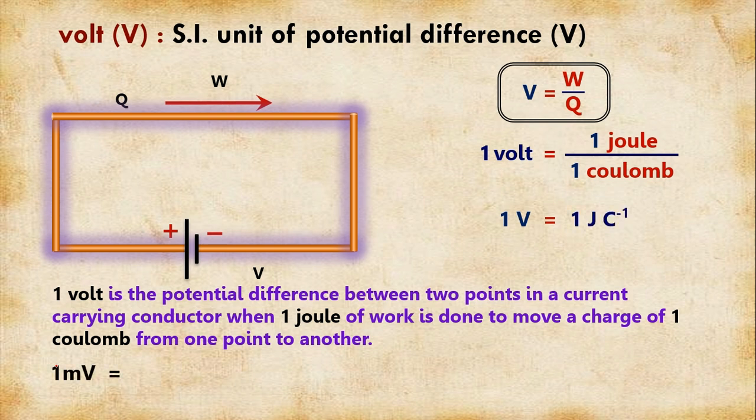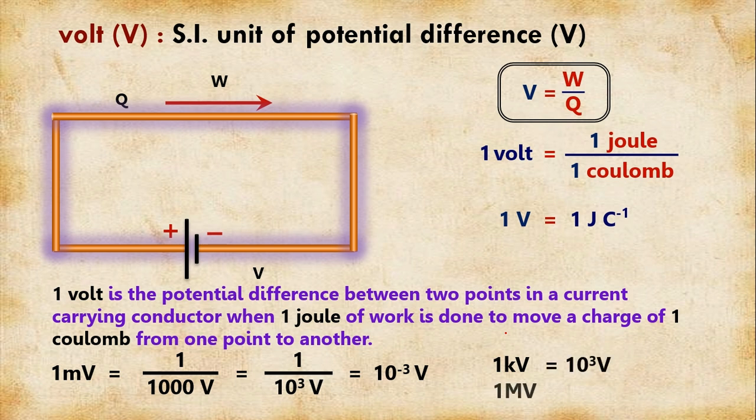So 1 millivolt is equal to 1 by 1000 volts. That is equal to 1 by 10 power 3 volts, since 1000 is also equal to 10 power 3. Is it right? So that is equal to 10 power minus 3 volts. That is what 1 millivolt is. Whereas 1 kilovolt, kilo means 1000, so 10 power 3 volts. Whereas 1 megavolt means 10 power 6 volts. Is it right?